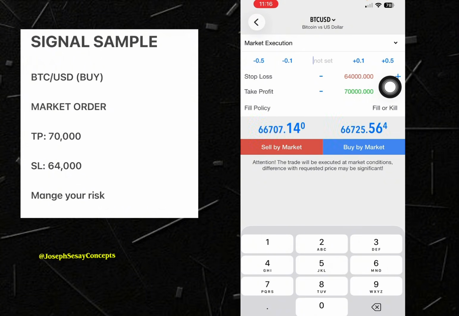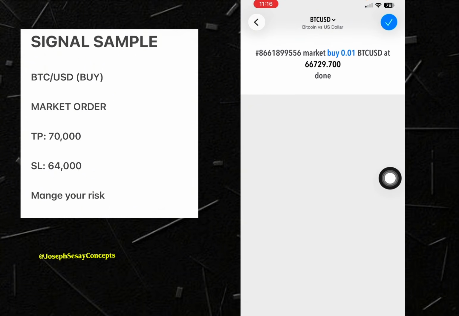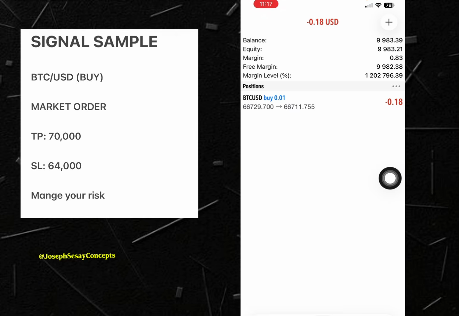Now most beginners tend to ask, which lot size should I use? This is up to you. This is up to your account size. The smallest lot size here in this case is going to be 0.01. Okay, 0.01. Then you have entered. Make sure you confirm the stop loss and the take profit. Now they are asking you to buy. You can just press this one here, Buy by Market. Press now. You have used the signal.